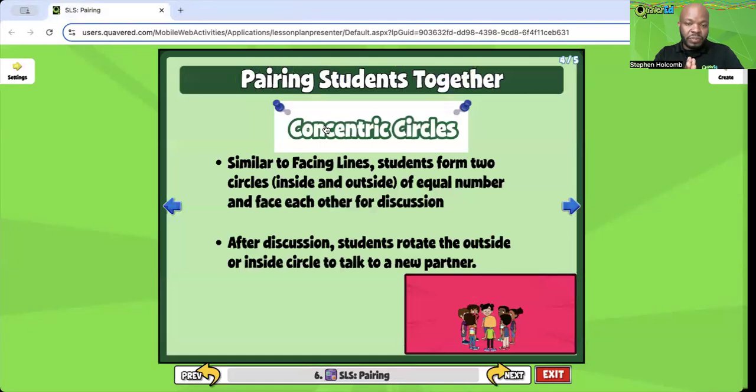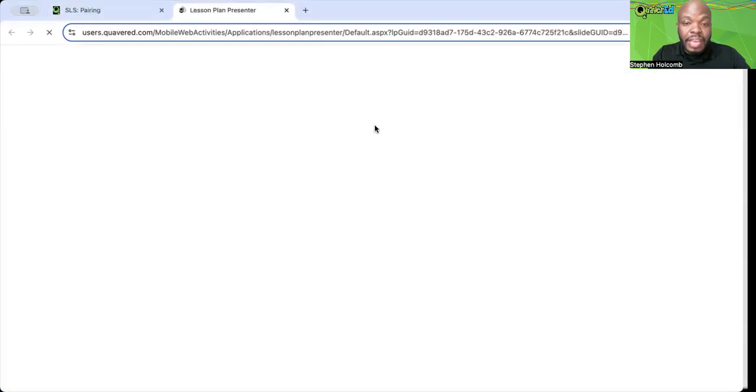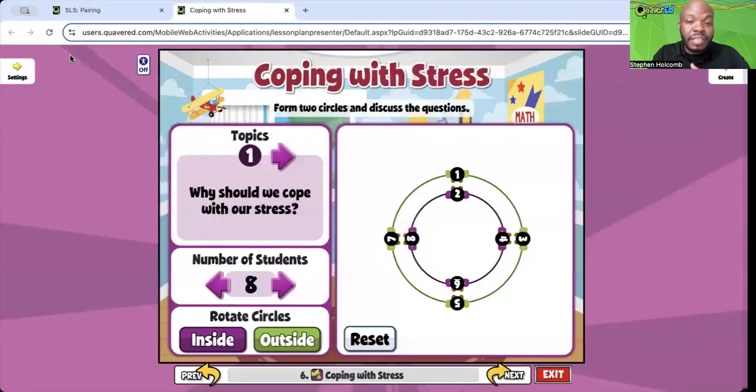What you'll have students do is have a discussion with the person that's right there directly across from them as a pair. And then once you're ready to further the discussion by having a new partner, you're going to have students rotate either the outside or the inside circle to talk to that new partner. As an example, in a fifth grade lesson in the Quaver Ready curriculum, dealing with coping with stress, we can see that this activity will have us go through different topics. For each topic, you can have your concentric circles rotate.